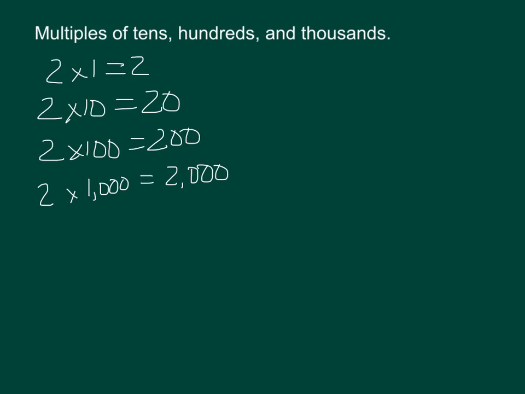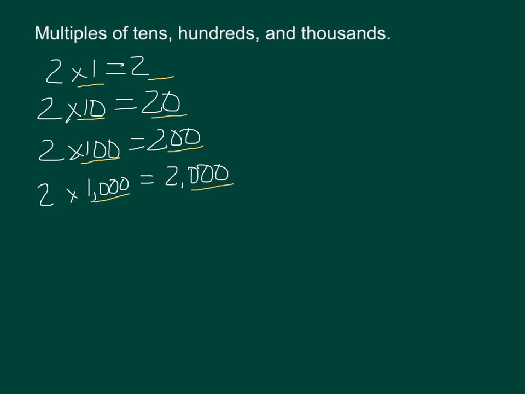When you see that 2 times 1, there's no 0 in my times table, there's no 0 in my answer or my product. Here I have 1 zero in my times table, and I have 1 zero in my product. Here I have 2 zeros in my times table, I have 2 zeros in my product. Here I've got 3 zeros in my times table, and I've got 3 zeros in my product.